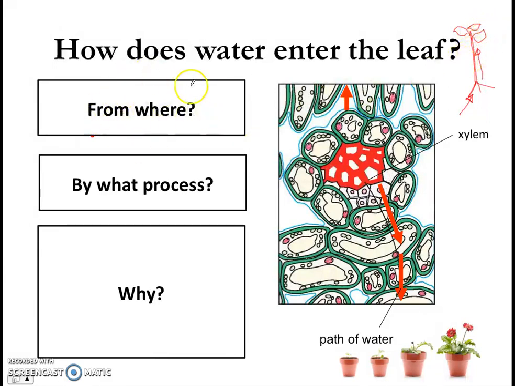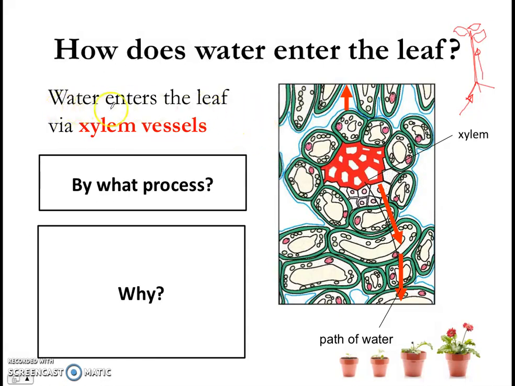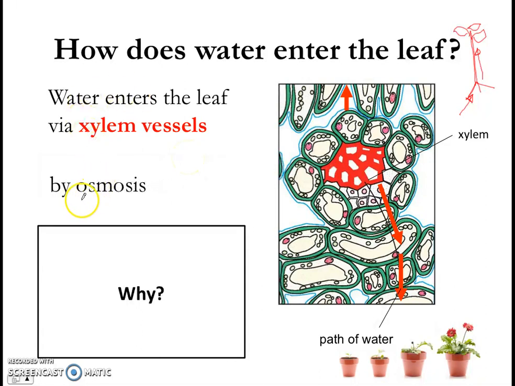So, from where does water enter the leaf? Well, it enters the leaf through the xylem vessels. So here are the xylem vessels, and water enters the leaf from here. Now, by what process does water enter the leaf? What movement process involves water? Right, it enters the leaf by osmosis, because water always moves by osmosis.